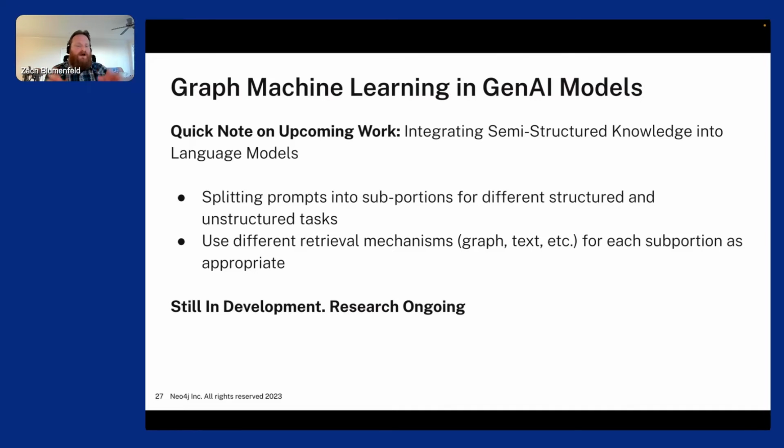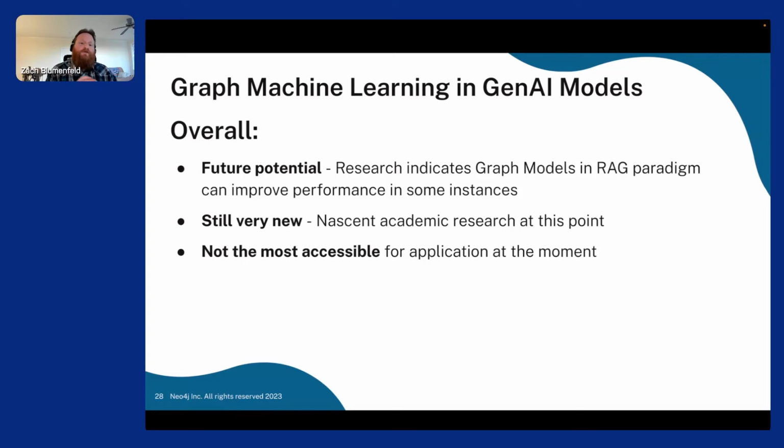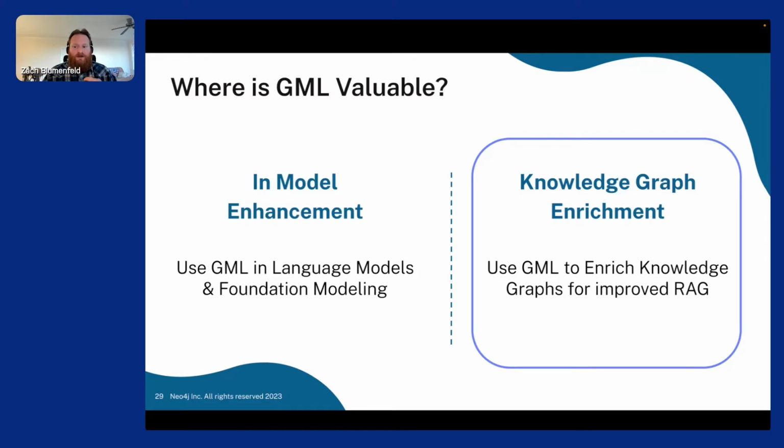So not a lot of concrete stuff here, a lot of stuff that's in development. My point overall for graph machine learning within the context of the in-model piece for generative AI is that there's a lot of future potential here. It's something that a lot of people are talking about, and it's very exciting, but it's still very new. And it's not really the most accessible right now. It's not the easiest model to pull into a LangChain workflow or an orchestration workflow for building an LLM app today. And so that brings me to the second piece, which is knowledge graph enrichment.